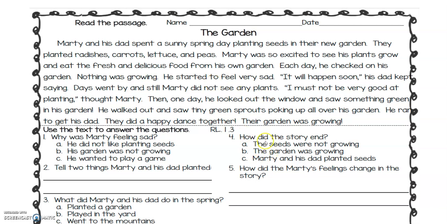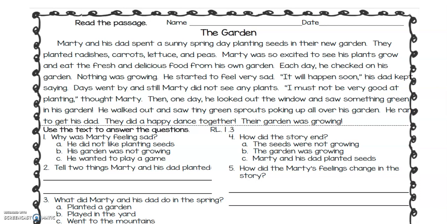All right, let's go over here to how does the story end? So I'm going to think about the story's ending. I'm going to look back again at the end of the story, these last few lines, and see how this story ends. So you go ahead and write down what you think is the answer. A, the seeds were not growing. B, the garden was growing. C, Marty and his dad planted seeds.